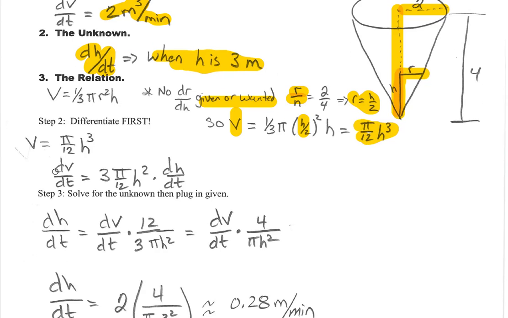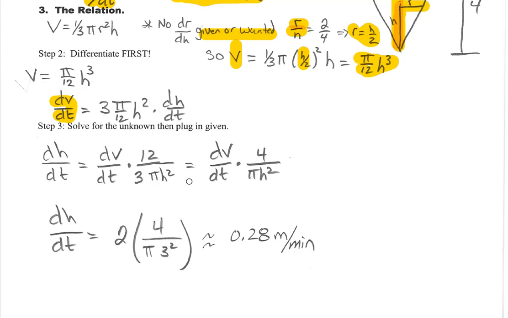So then I take the derivative: dV/dt is equal to 3 pi over 12 times h squared times dh/dt. Then I solve for dh/dt and plug in what I know. So dh/dt is equal to dV/dt, which is 2, and then 12 divided by 3 is 4, pi, and then h, I substitute in 3, squared. And that simplifies to my answer, 0.28 meters per minute.